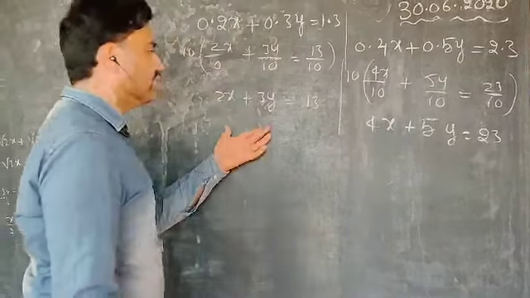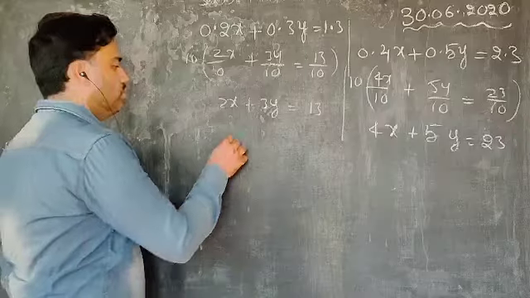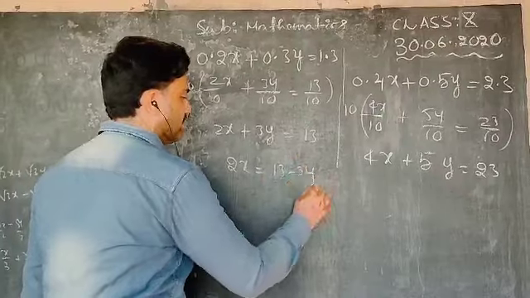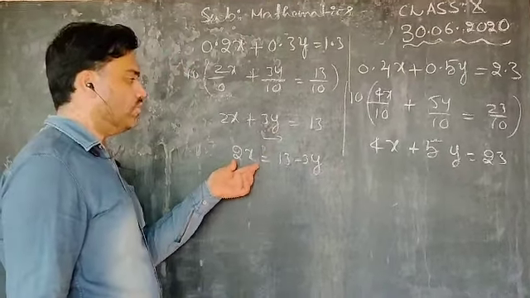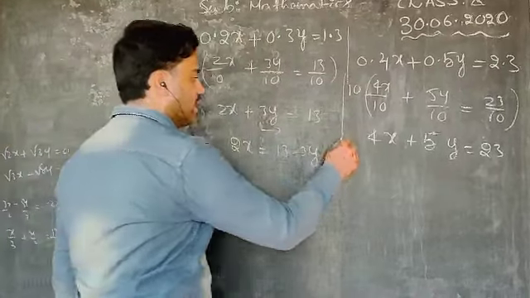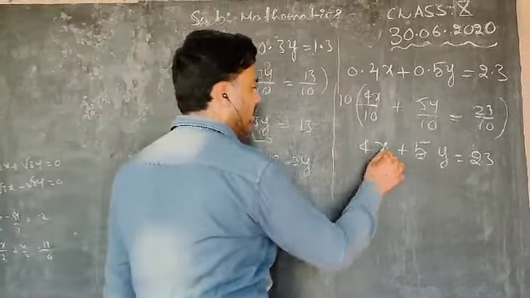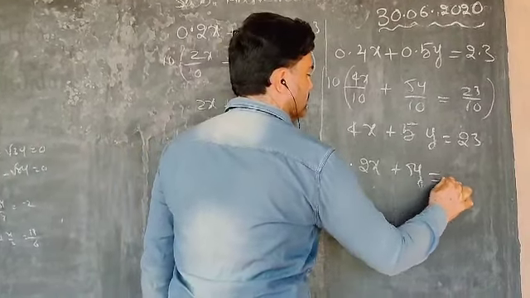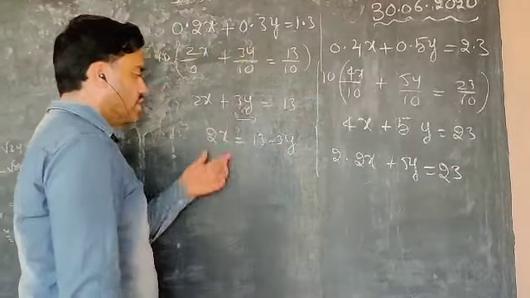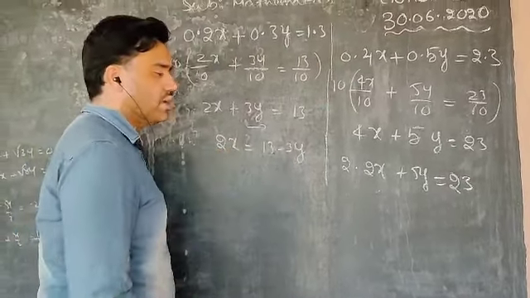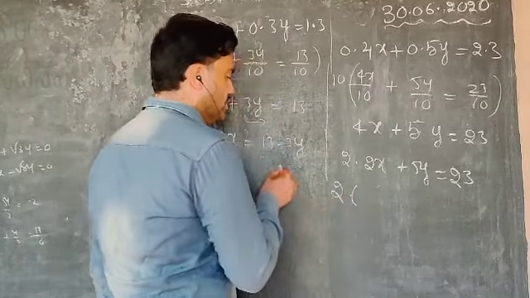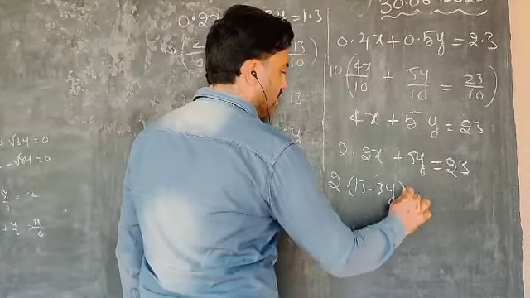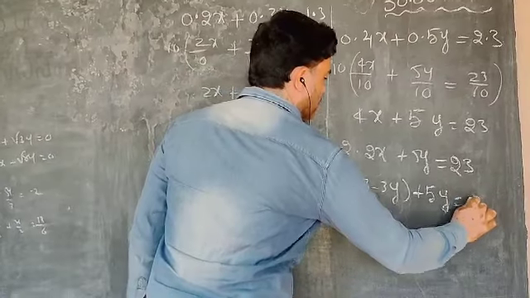Okay, children, now let us take the first equation, that is 2x is equals to 13 minus 3y. So I told you to calculate the value of one variable, right? Now look at the second equation. 4x we have, this can be written as 2 into 2x plus 5y is equals to 23. So now we got the 2x value, right? 13 minus 3y, so it can be written as 2 times the 2x value, which is 13 minus 3y. So 13 minus 3y plus 5y is equals to 23.